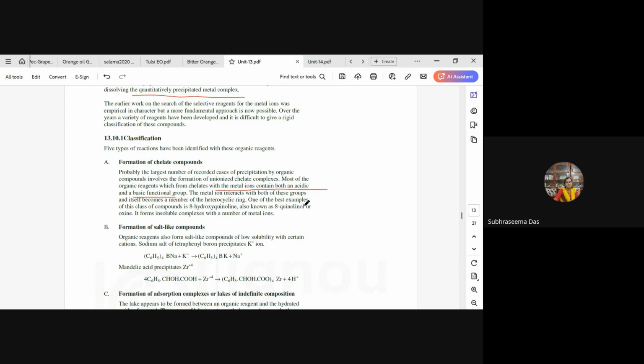One of the examples of this class is 8-hydroxyquinoline. It is also called 8-quinolinol or oxine. It forms insoluble complexes with a number of metal ions.